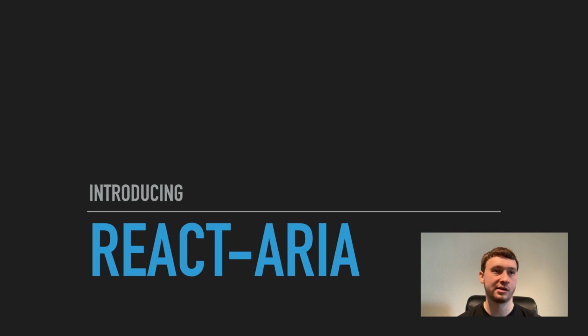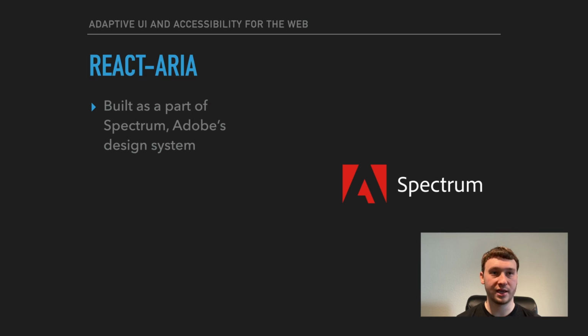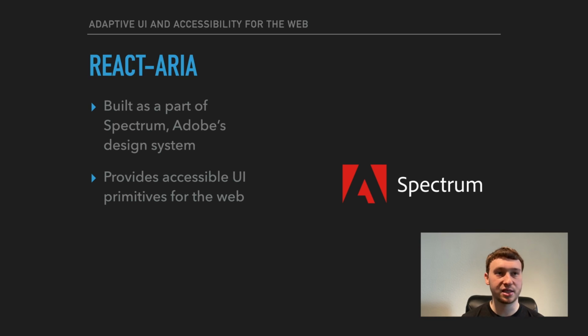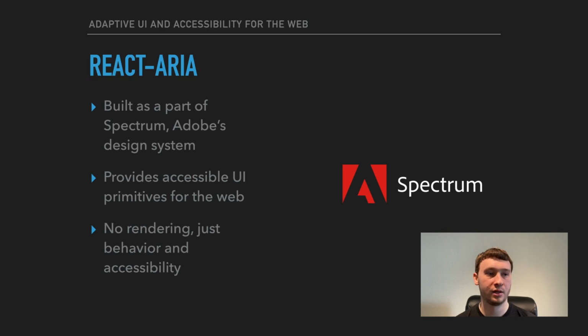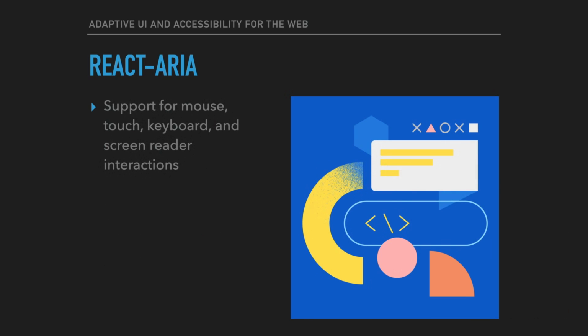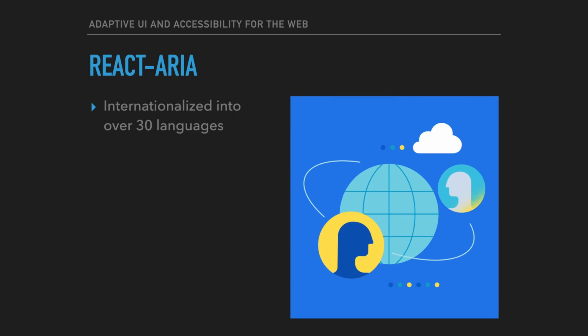React Aria today. React Aria is built as a part of Spectrum, Adobe's design system. It provides accessible UI primitives for the web. It's completely abstracted away from our design system and provides no rendering at all, just behavior and accessibility. It supports mouse, touch, keyboard, and screen reader interactions, which have been tested across a wide variety of devices, platforms, and browsers. It's internationalized into over 30 languages, including support for right-to-left mirroring and interactions.